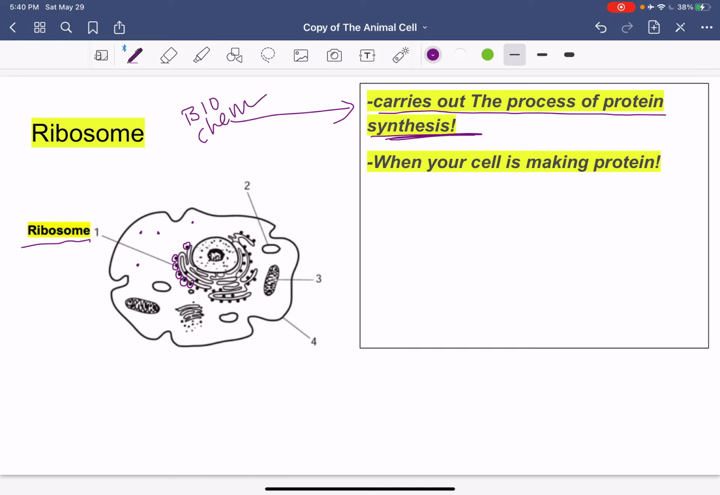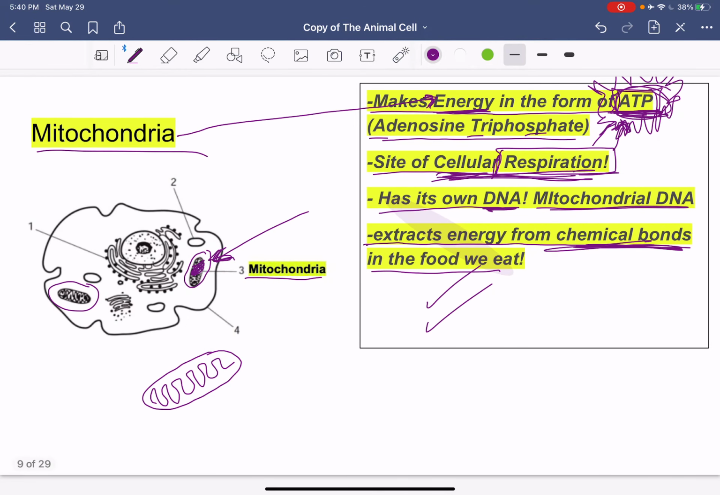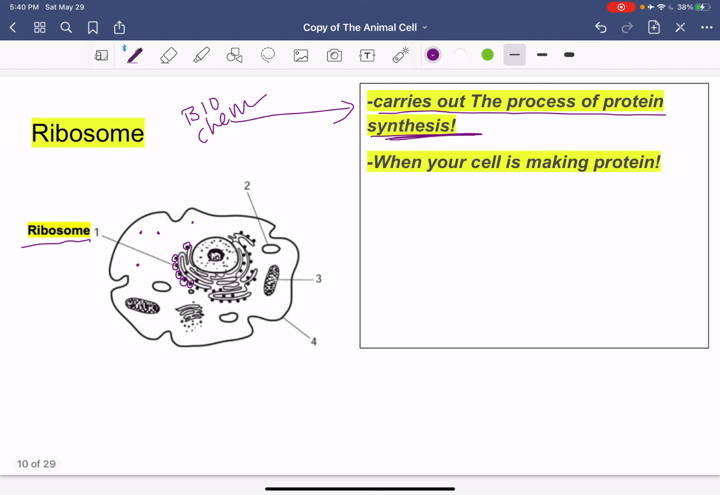If you were to take this test back when I took it, a long time ago, it would have been a lot more difficult. There was a lot of biochemistry. Past teachers, if you're watching this, you know what I'm talking about. So cellular respiration is a biochemical process. Protein synthesis is also another biochemical process. But ribosomes carry out the process of protein synthesis.